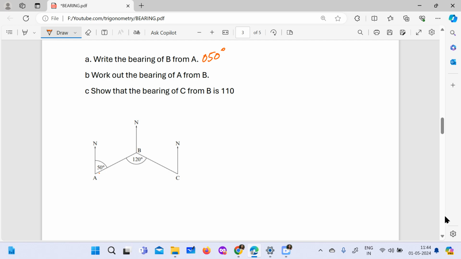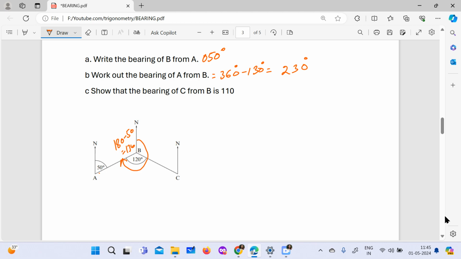Bearing of A from B means this measure it is asking. So how to find this measure? This is 50 degree. So this one will be 180 minus 50, and that will give you 130 degree. So once you get 130 degree, you can write 360 minus 130 degree. That will be your bearing. So it is 230 degree. Bearing of A from B is 230 degree. I hope this is clear to everyone.